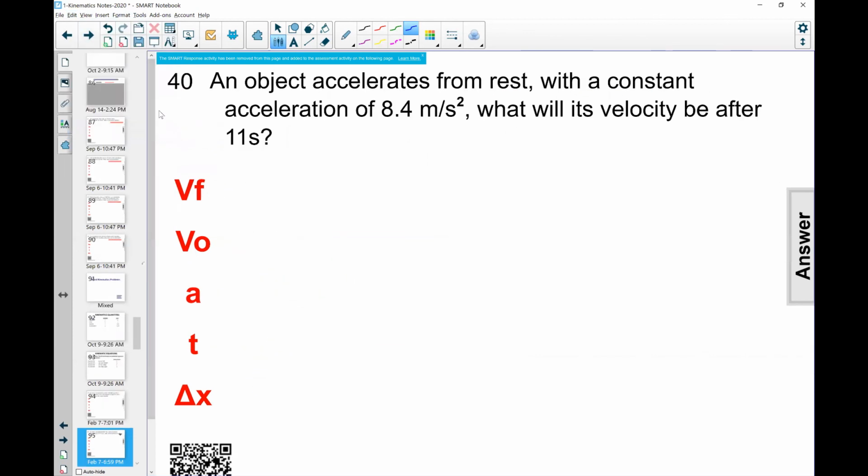So an object accelerates from rest with a constant acceleration of 8.4 meters per second squared. What will its velocity be after 11 seconds? So see if you can think it through, maybe make your list of variables, figure out what's there, figure out what's missing, choose an equation and see if you can solve this one, and then put your answer in the chat.